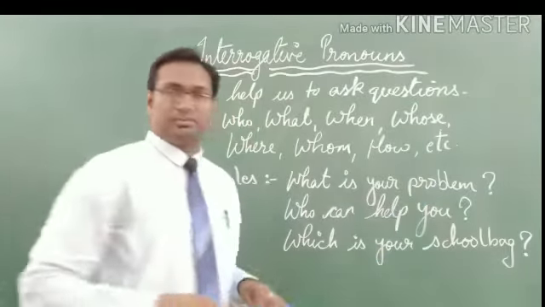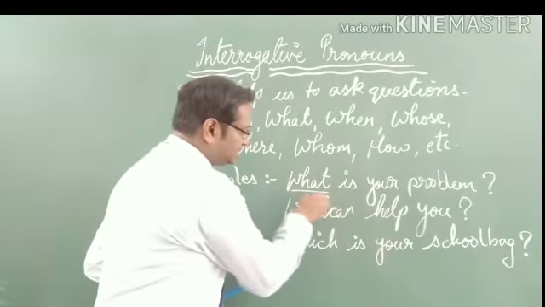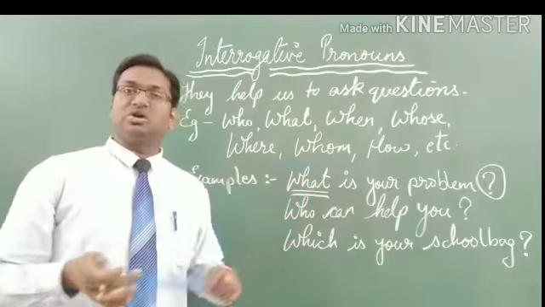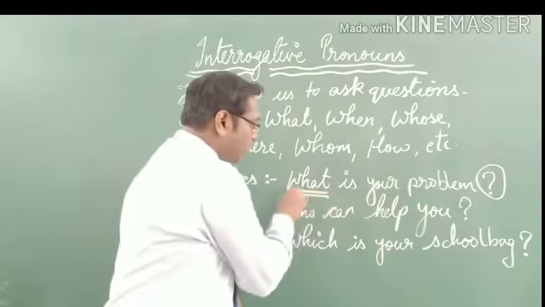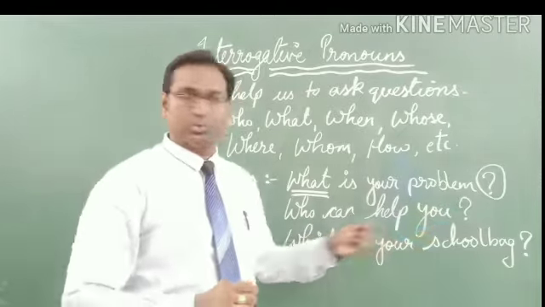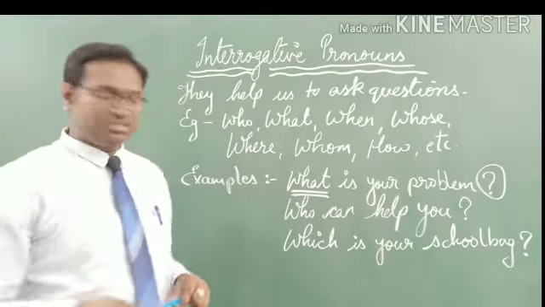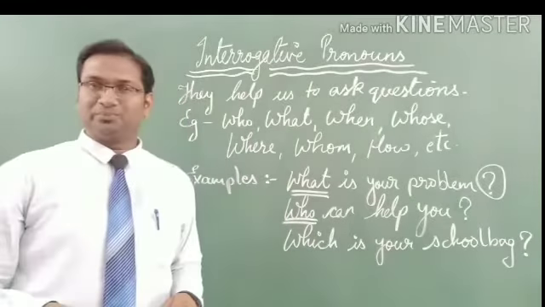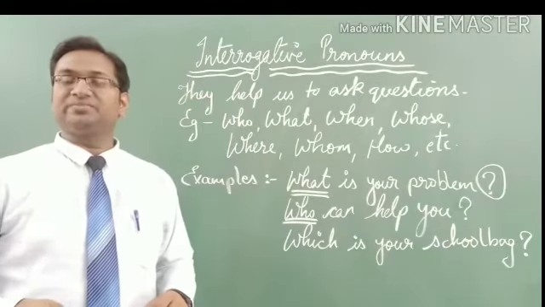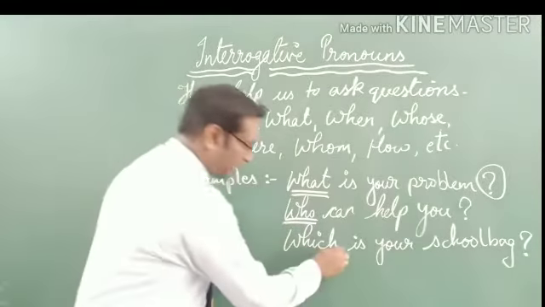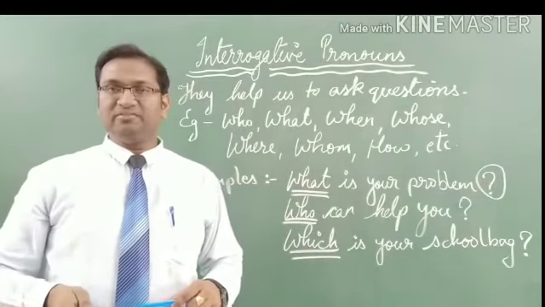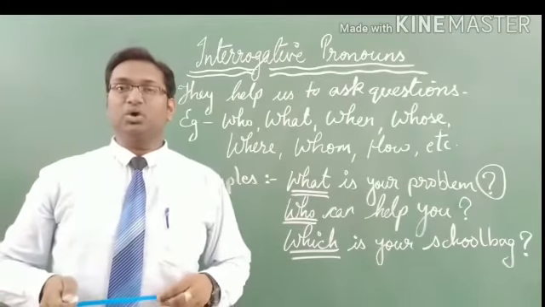Now let's do sentences. What is your problem? Over here we are starting our sentence with what, and at the end we have a question mark. So this is your interrogative sentence and over here what is your interrogative pronoun. Next, who can help you? Over here the interrogative pronoun is who. Last, which is your school bag? Over here the interrogative pronoun is, correct, which. So what, who, which, these are your interrogative pronouns. So interrogative means asking questions.